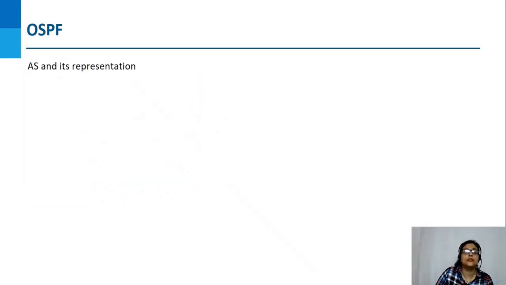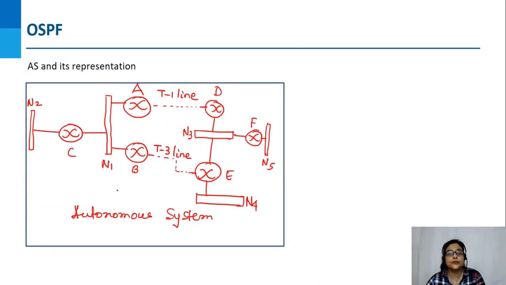Let us look at the autonomous system and its representation. So this is the representation of an autonomous system. We have the networks N1, N2, N3, N4 and N5, and there are several routers here which are interconnected. Now we can see here that router A is connected to router D, and this is a point-to-point link. Similarly, router B is connected to router E, which is also a point-to-point link. Then we have this router F connected to a stub network. Router D is also connected to stub network. Router E also connected to stub network.